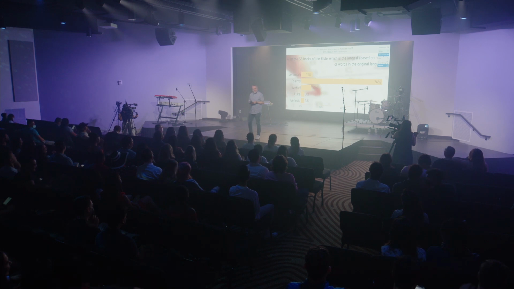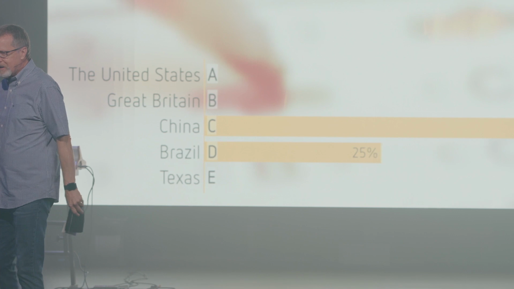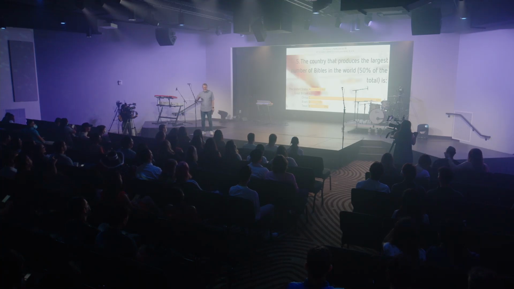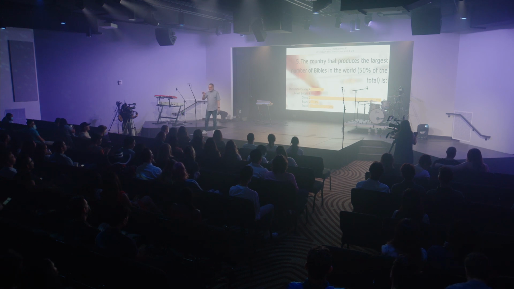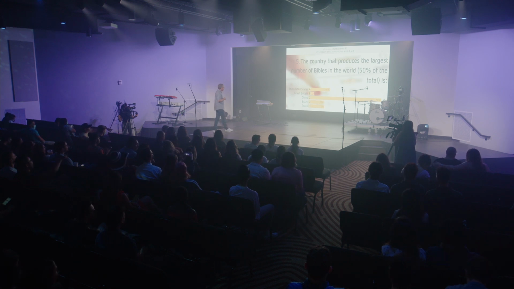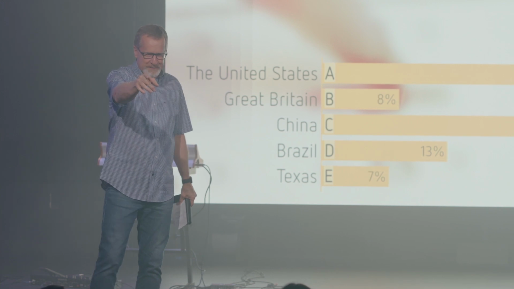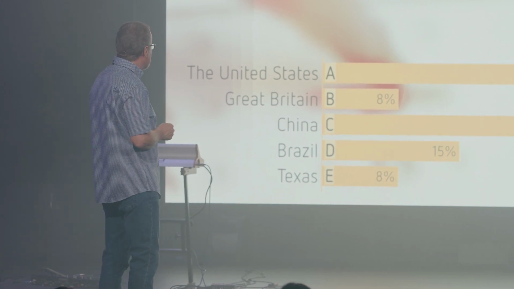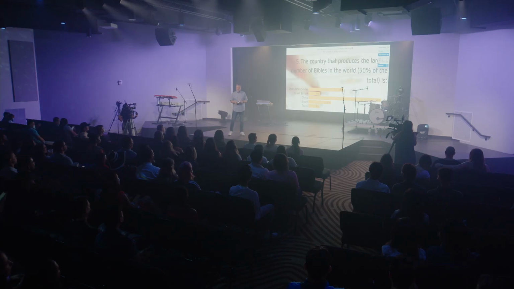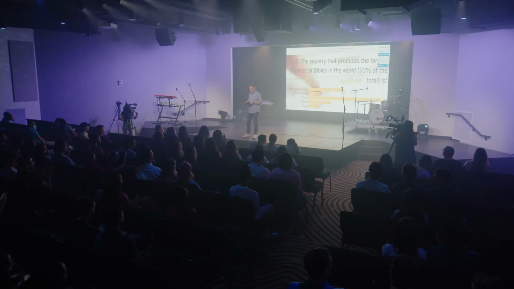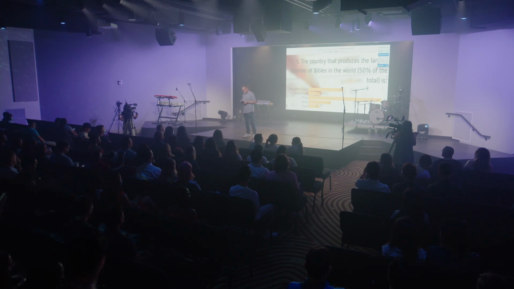All right, number 5. The country that produces the largest number of Bibles in the world, 50% of the total, is United States, Great Britain, China, Brazil, or Texas? So which country produces the largest number of Bibles in the world? Have mercy. Now, if you're voting for Texas, I got to talk to you afterwards. I mean, beautiful. All right, so let's cut it off about right there, and you are correct. It is China. It is China. Rather surprising. All right, so we're going to say we got 2 out of 5 here.